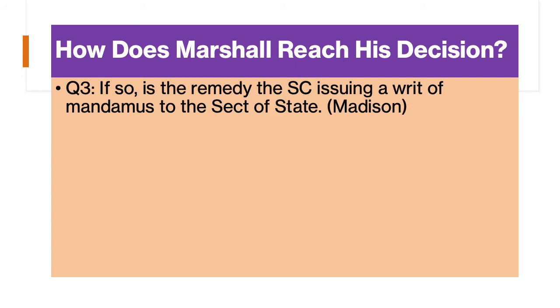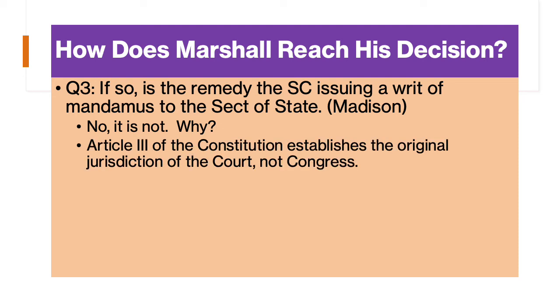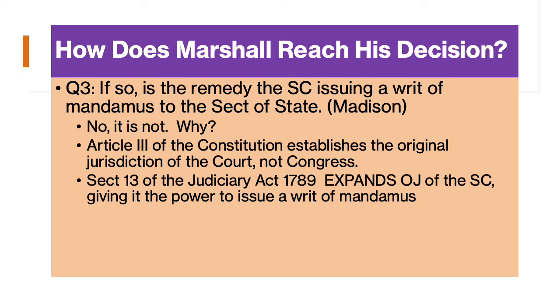So the third question that Marshall asks is, okay, so is the remedy to this situation the Supreme Court issuing a writ of mandamus to the Secretary of State, James Madison? And he says, no, it is not. Why? Well, he says that Article 3 of the Constitution establishes the original jurisdiction of the court, not Congress. Section 13 of the Judiciary Act expands the original jurisdiction of the Supreme Court, giving it the original power to issue a writ of mandamus.